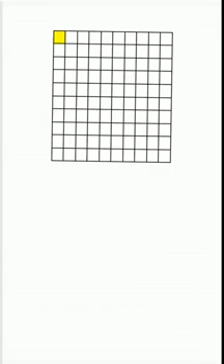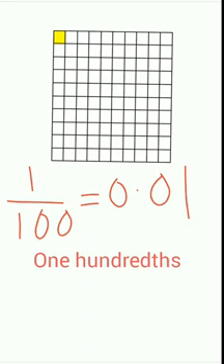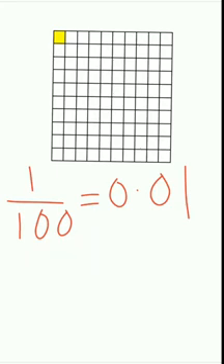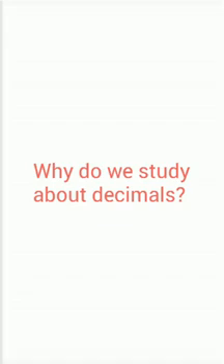Now look at the figure. Here a whole is being divided into 100 equal parts, and 1 out of the 100 equal parts is being shaded. So the fraction representing the shaded portion is 1 by 100. And 1 by 100 can also be written as 0.01 or 1/100. It means 1 out of 100 equal parts. So this kind of representation of a fraction is called decimals. So now we know what decimals are.